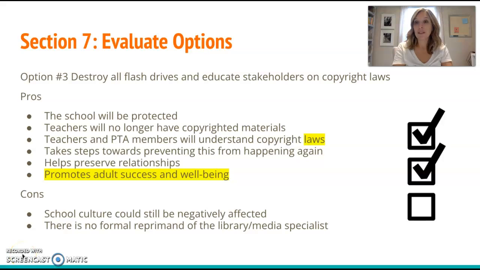Hi, my name is Abby Linville, and this is the second part to my Module 12 case study for EDL 850. So I've already gone over two of my options, and now I'm evaluating my third option.